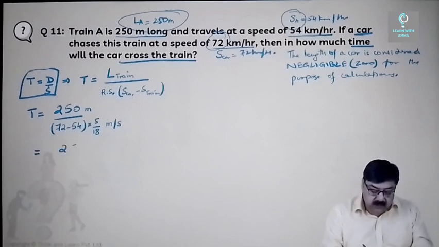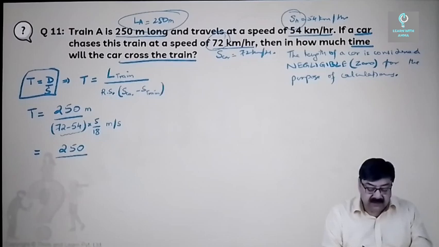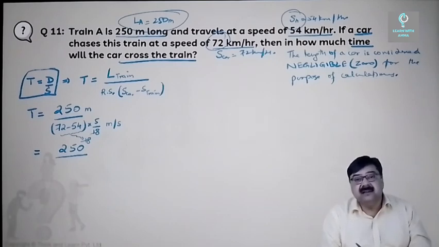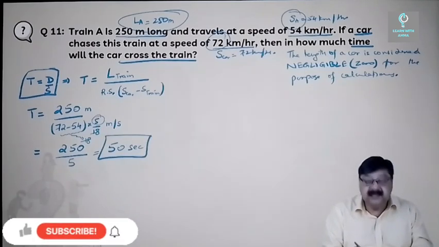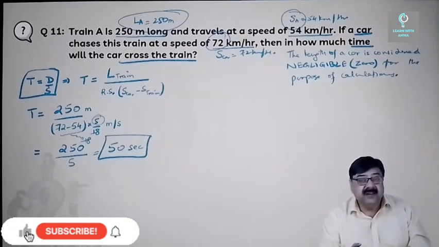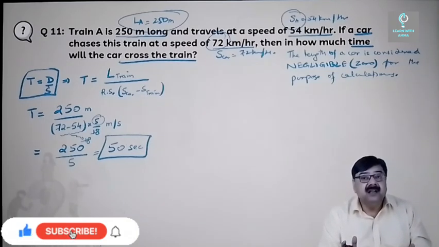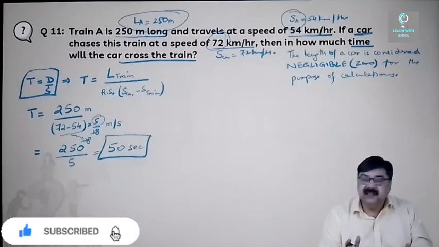So this shall be equal to 250. 72 minus 54 is again 18. And 18 and 18 will cancel here, the numerator and denominator, and only 5 will be left. So what we get here is 50 seconds. So 50 seconds will be the time taken by the car to overtake or to cross the train.